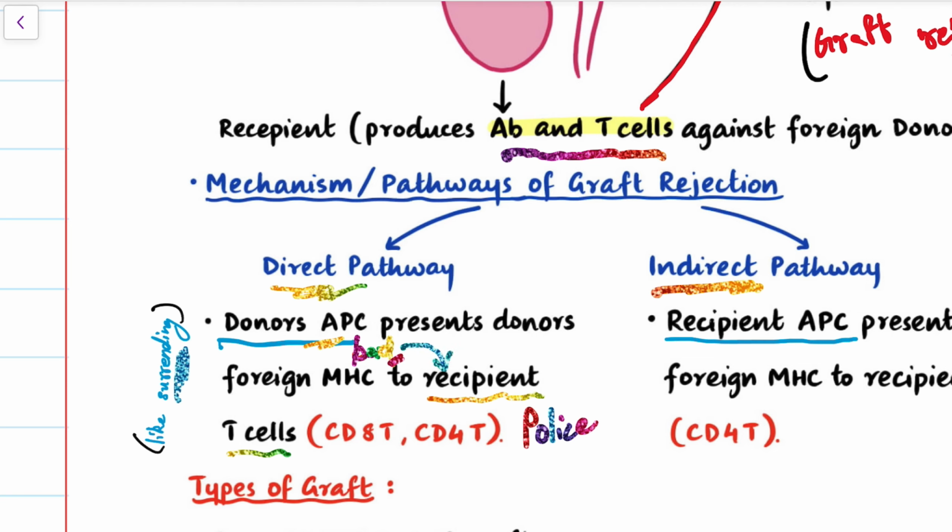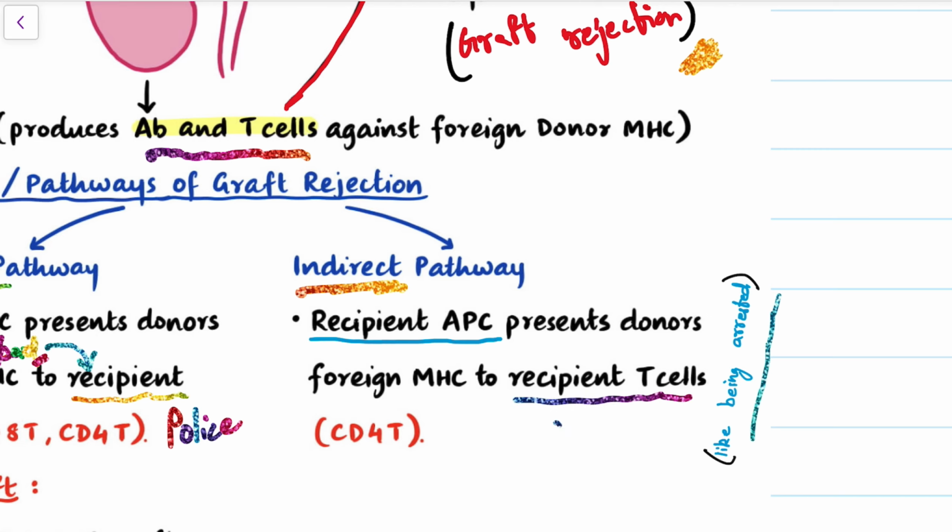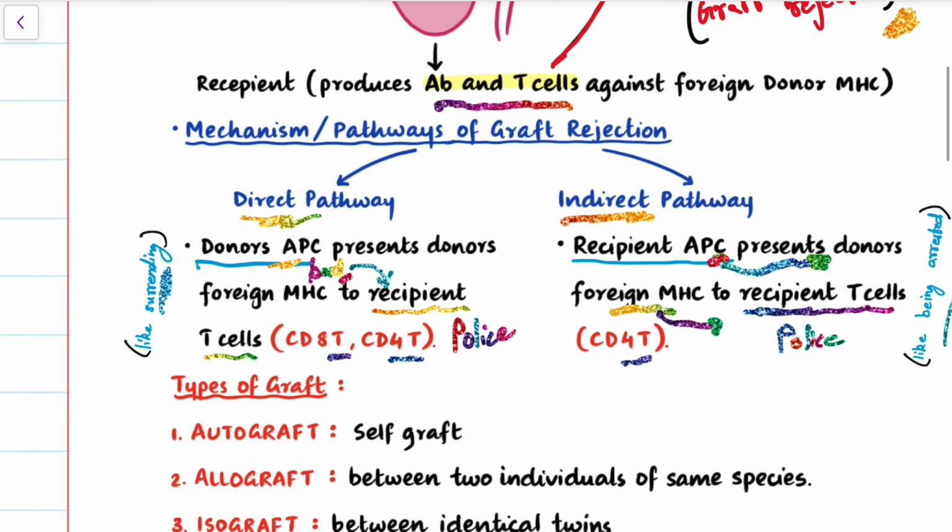Whereas the indirect pathway is like the police going and arresting people. Over here also the recipient T cells are the police, and the recipient's APC, that is the recipient's cells, goes and finds out where these donor foreign antigens are, and brings them to the recipient T cells. The T cells which act in the direct pathway are the CD8 positive T cells and the CD4 positive T cells, whereas in the indirect pathway it is the CD4 positive T cells, which give rise to helper T cells, which help the B cells to destroy the transplanted organ.